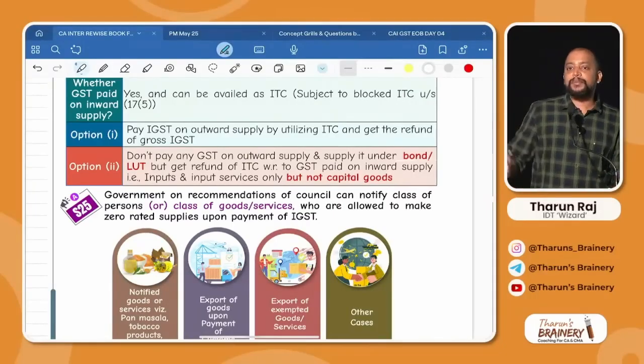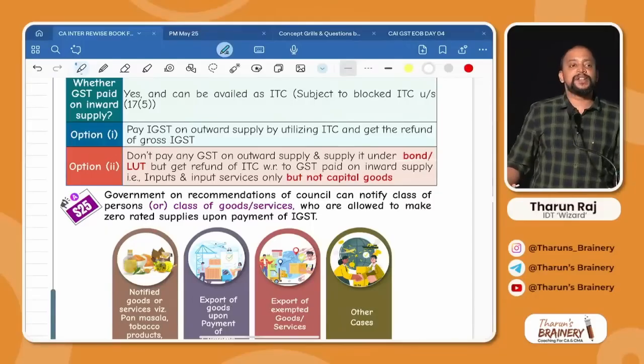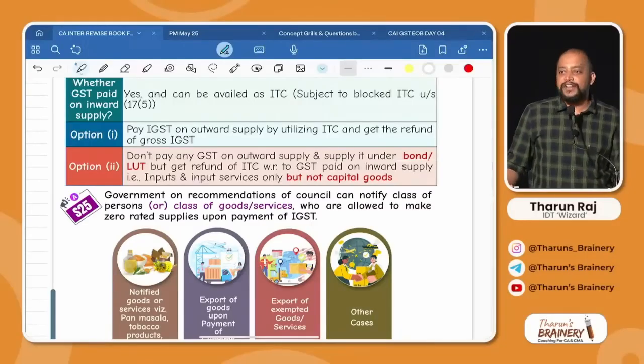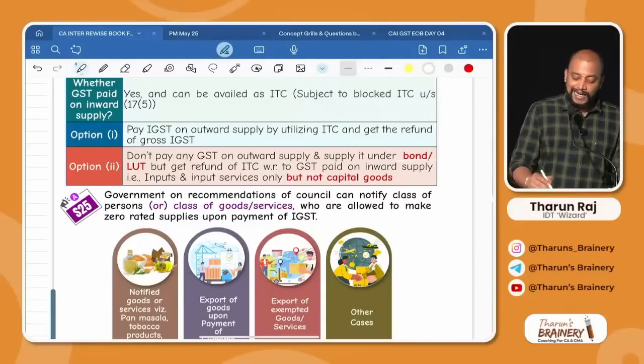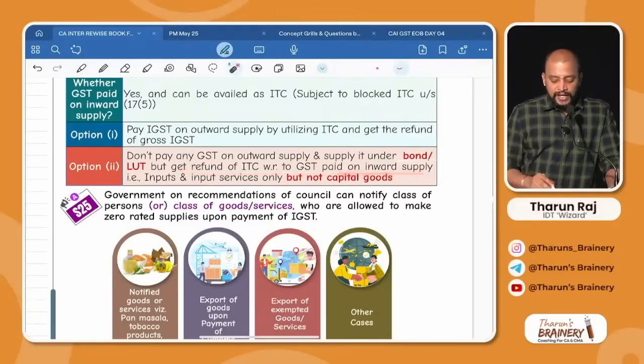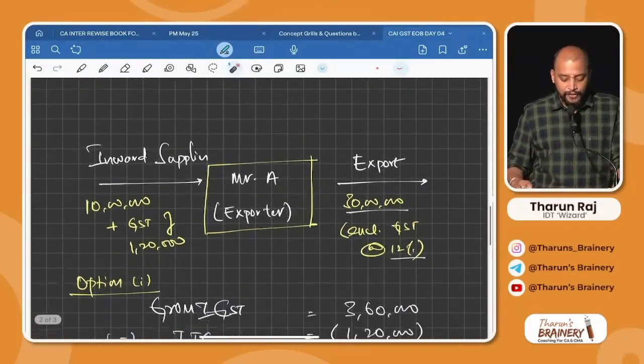Bond means one stamp paper they will execute with the government. LUT means a promise, like we make a promise on the President of India. We promise that we will export, and that is called LUT. But they get the refund of ITC with respect to GST paid on inward supply, that is inputs and input services, but not capital goods. Now in this case we don't have capital goods, we have only inputs.